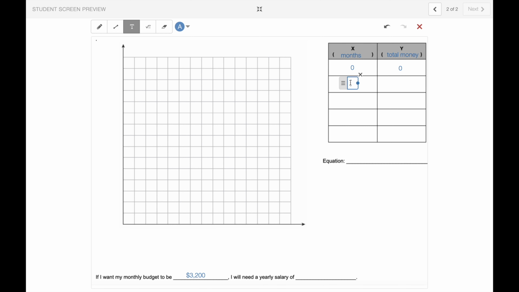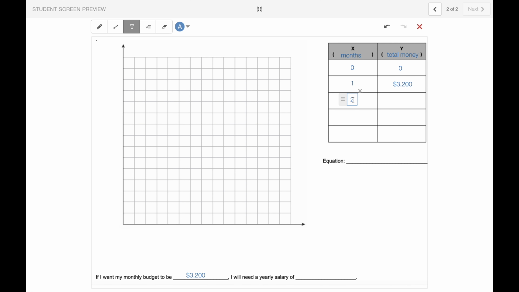How about in 1 month? How much money would I need? Well, I would need $3,200 in 1 month. Again, this number is going to be different for you, so write down your number. How much money are you going to need? And I'm sure you can guess. We're moving on to month 2 now.